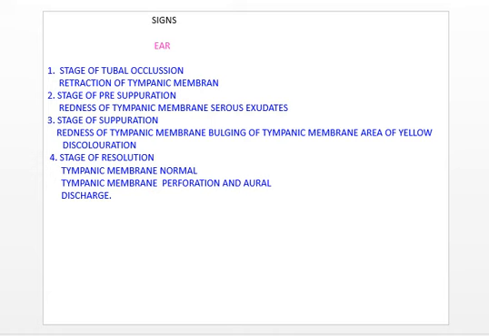And the next stage is the stage of resolution, that is, ultimately the perforation in the tympanic membrane will start healing and it will come back to its normal position and the discharge will stop, if the infection is well controlled and the patient's resistance is good.